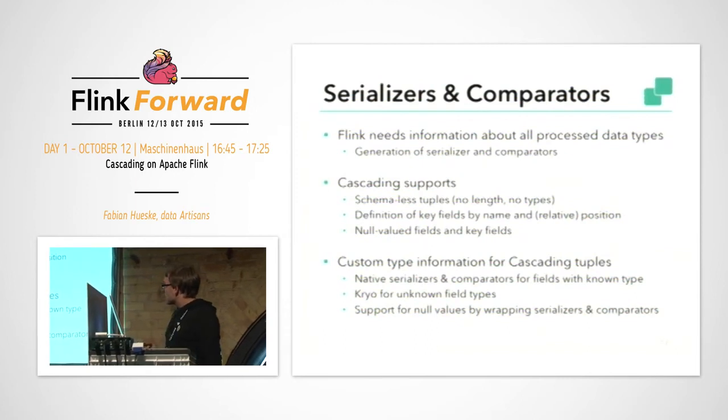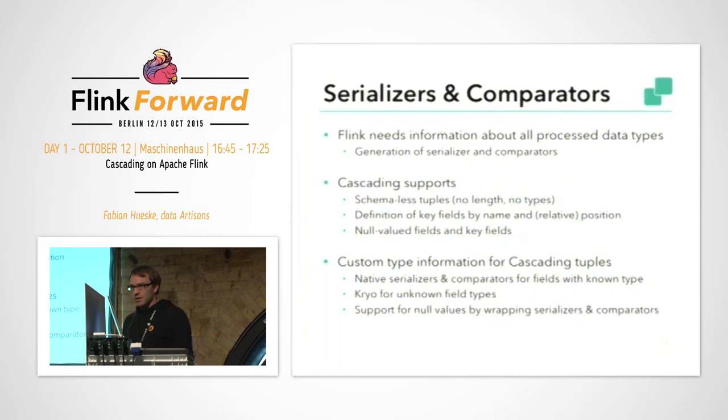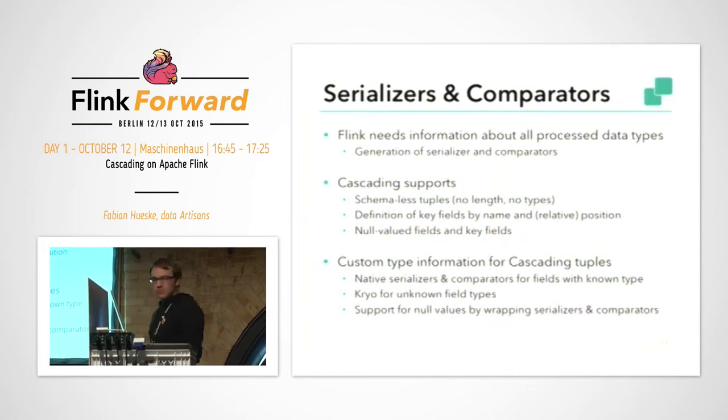It also supports definition of key fields by name, which Flink also does, and by position, which Flink also does, but it also allows relative position. So for example, you can say I have a tuple with unknown length, and I want to group it on the second last field, which was a little bit tricky to get into Flink. And finally, cascading also supports null-valued fields, and also grouping and sorting, or using null-valued fields as keys, something that Flink also doesn't support out of the box.